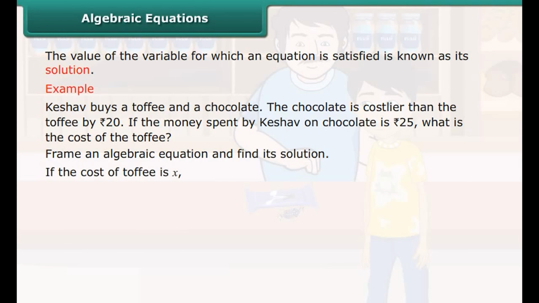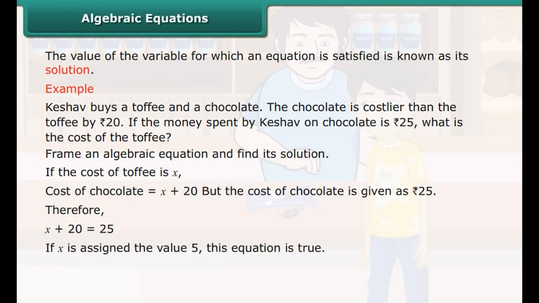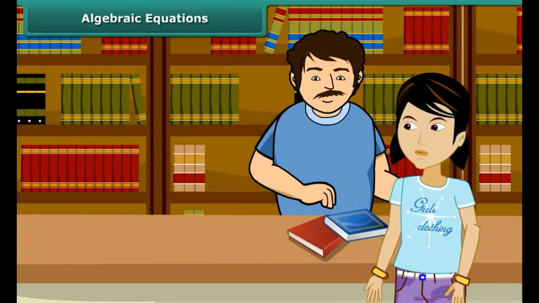If the cost of toffee is x, cost of chocolate is equal to x plus 20, but the cost of chocolate is given as 25 rupees. Therefore, x plus 20 is equal to 25. This equation is true if x is assigned the value 5. x is equal to 5 is the solution of the equation. It means that the cost of the toffee is 5 rupees.